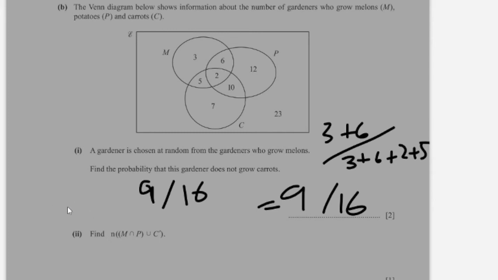Okay, part 2. Find the number of M intersection P union with C dash. Okay, so we don't want anything which has to do with this area, because union with C dash means we don't want this part. But as you can see over here, M intersection P, that is this area, and we are going to include 6 and 2 because this is intersection and we always include it. And we want this union with anything which is not C. So we have 6 plus 2 plus 3 plus 12 plus 23, and that is 46.